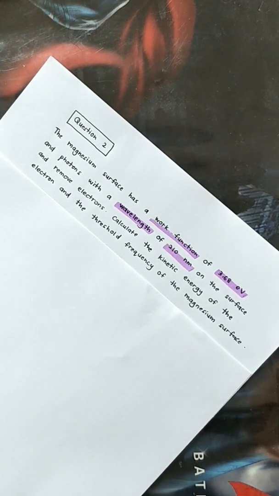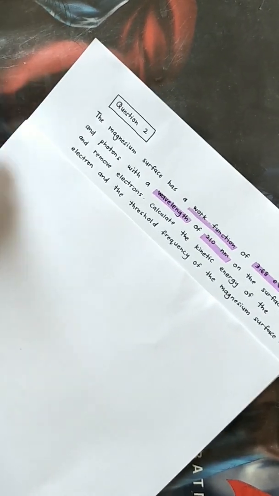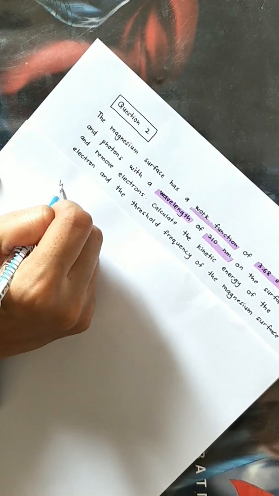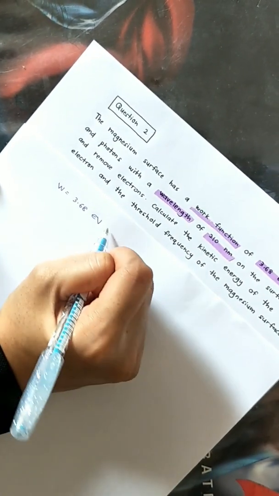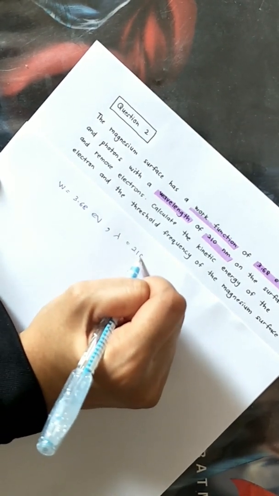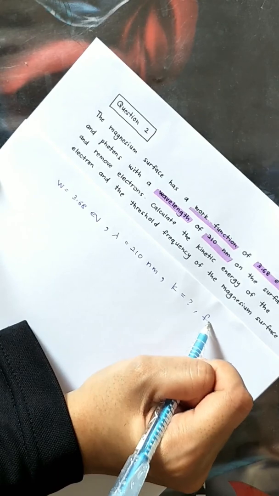Now to question number 2. A magnesium surface has a work function of 3.68 electron volt and a photon with a wavelength of 210 nanometer hits the surface and removes an electron. Calculate the kinetic energy of the electron and the threshold frequency of the magnesium surface. Okay, we list out the information. Work function is 3.68 electron volt, wavelength 210 nanometer. So we have to find the kinetic energy and the threshold frequency.